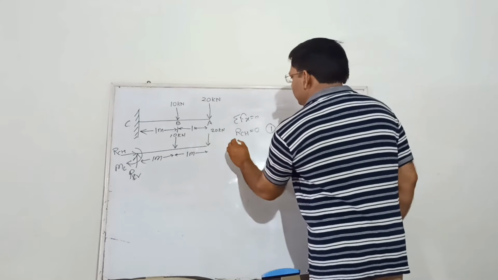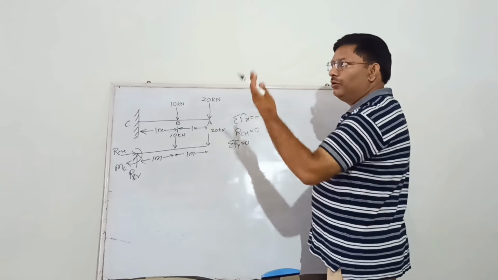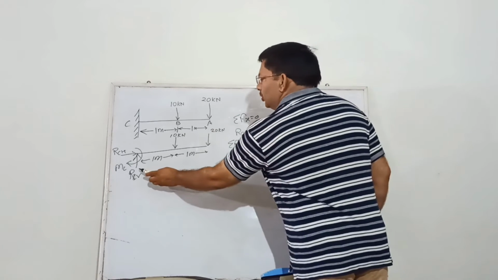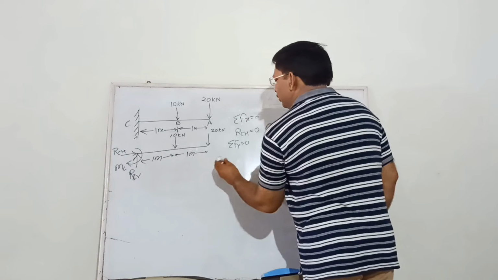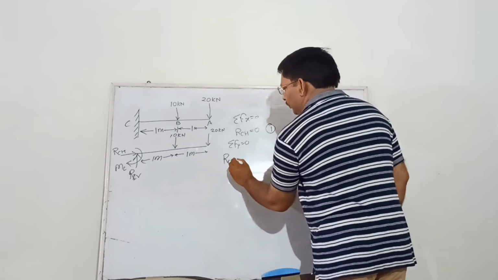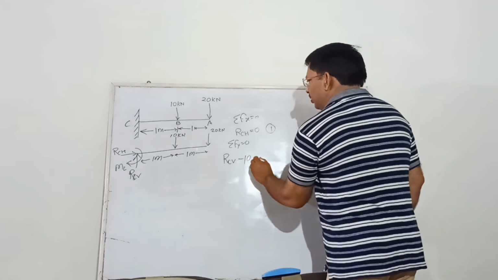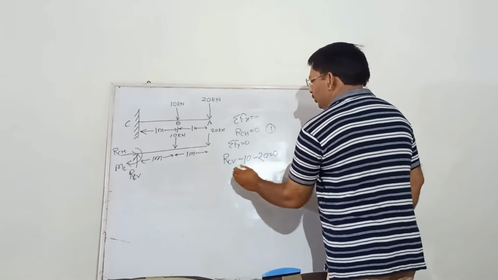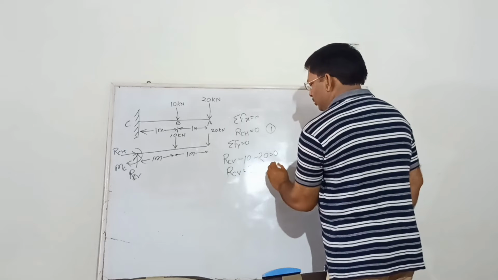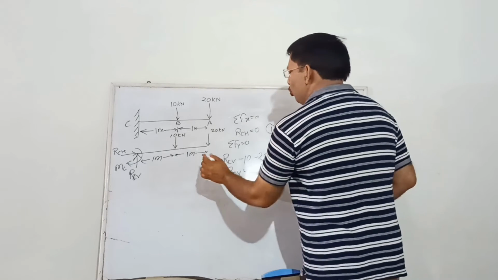Now second equation, sum of all vertical forces must be 0. I told you that upward forces are taken as positive and downward forces are taken as negative. So you can see only one vertical force is there in positive y direction, RCV. So we will write it as positive. Plus RCV minus 10 minus 20 equal to 0. So RCV equal to 30 kilonewton. Equation number 2.